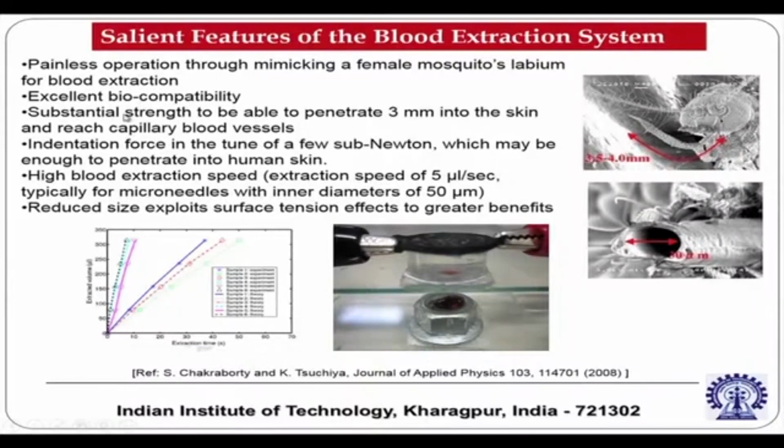So if you look into this diagram, very interesting, you look into the labium, the real SEM image of a female mosquito, this is the labium of a mosquito. You see, this is like a micro channel, 30 micron diameter. So a mosquito's labium, when it is mimicked in terms of fabrication, not exactly but notionally in terms of the dimension, what you essentially get is a system where surface tension works beautifully.